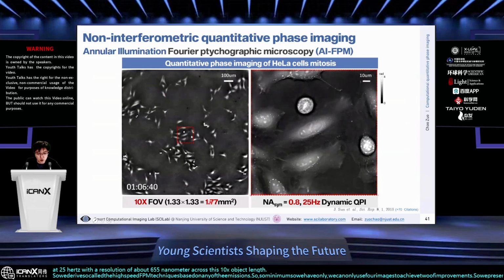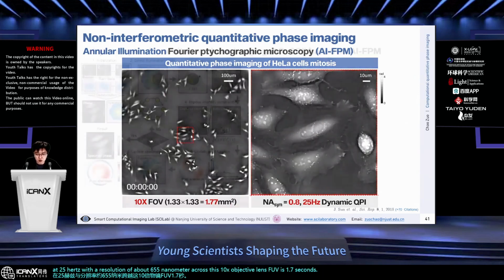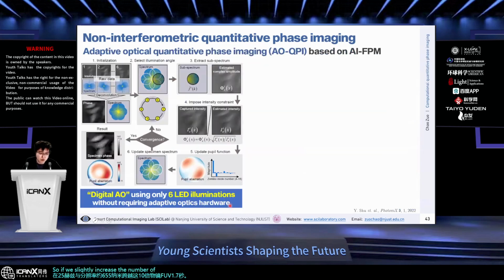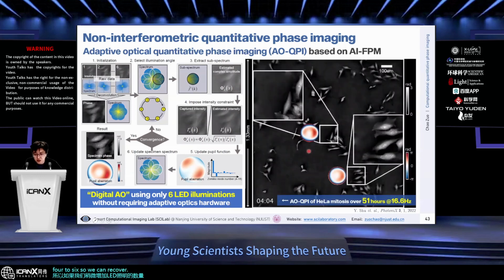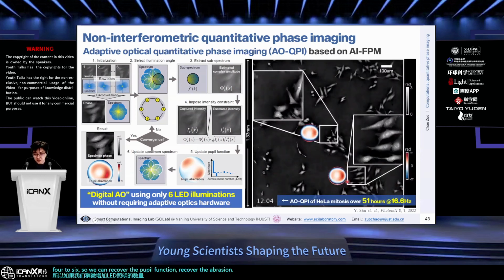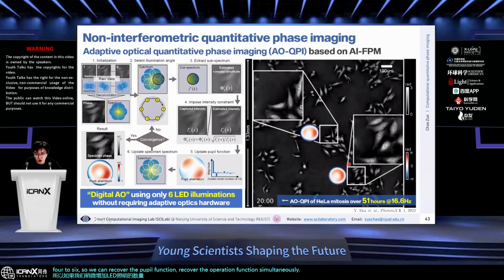FOV is 1.7 square millimeters. So if we slightly increase the number of LED illuminations from 4 to 6, we can recover the pupil function, recover the aberration function simultaneously, without resorting to adaptive optics hardware.